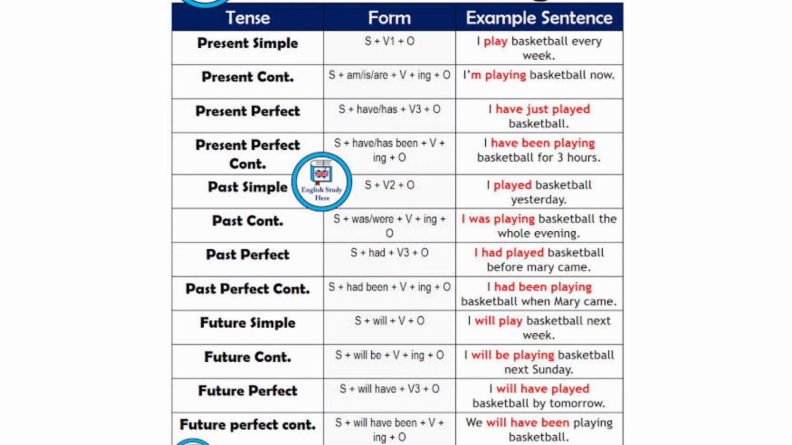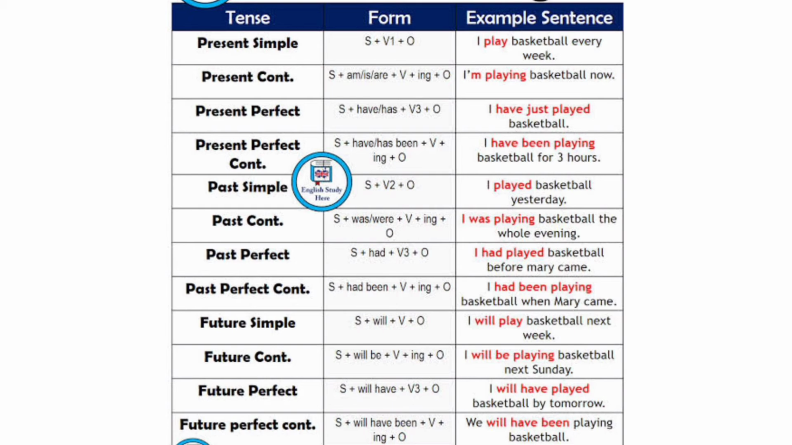And the next one is present perfect continuous. The sentence form is subject plus have or has been plus verb plus ing plus object. Here, in the present perfect continuous tense, we should use been plus the ing form of the verb. For example, in this sentence, I have been playing basketball for 3 hours. So in the present perfect continuous tense, we should use subject plus have or has been plus verb plus ing plus the object.